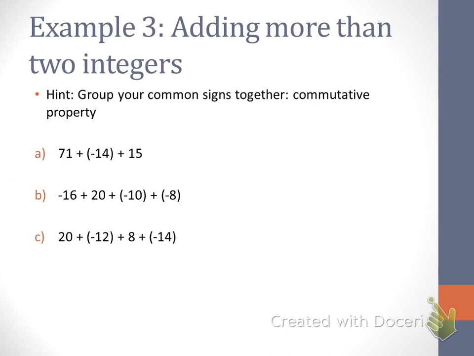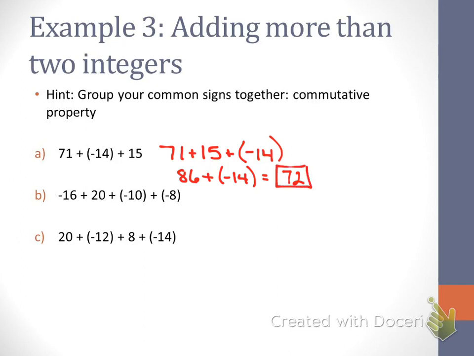Now, in example 3, I'm taking this one step further. This almost becomes a two-step problem because now I'm adding more than 2. So I need to group my common signs together. The commutative property says I can change the order. So I can say 71 plus 15 plus negative 14. I can add my positive numbers together first to get 86 plus negative 14. And then is my answer positive or negative 72?